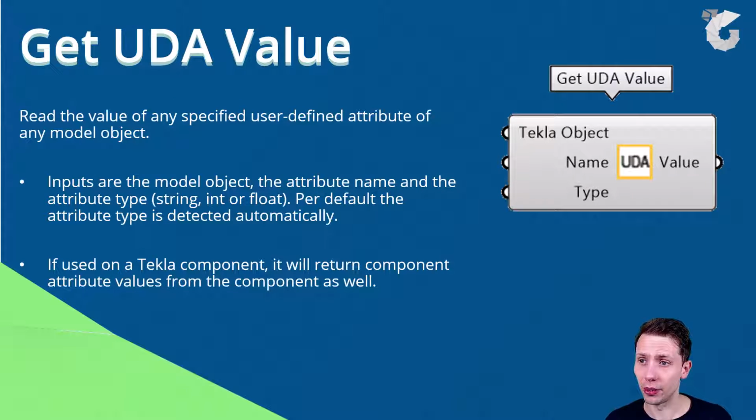Get UDA value. Here you have to know the specific name for the data you would like to receive. If you use it on a Tekla component, it will return the component attribute value from the component as well. So it's not just for elements, Tekla objects, but also for getting attributes if you know the specific name, because the syntax for the UDAs is the same as for component attributes. Here, remember, we have string, integer, float, and date.